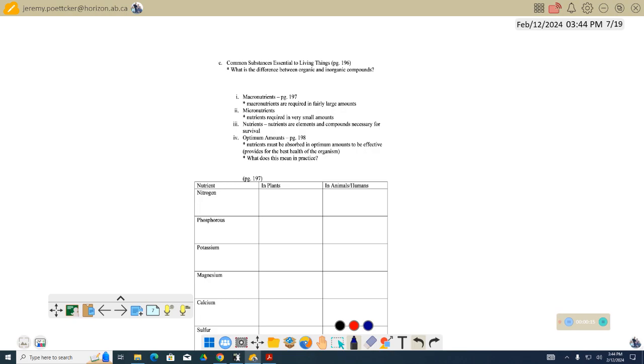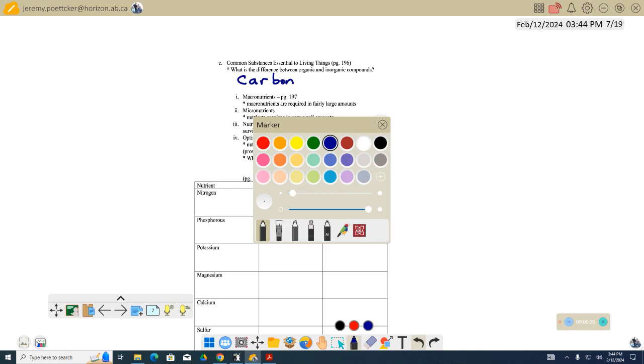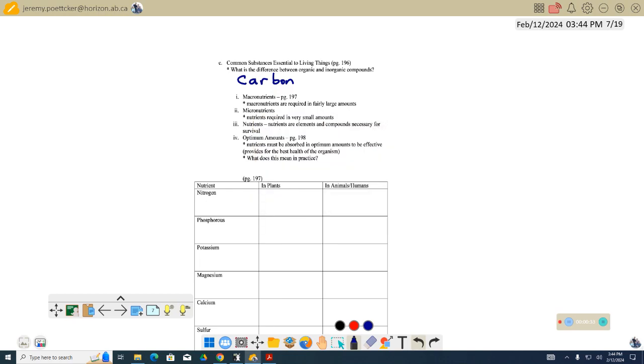What is the difference between organic and inorganic compounds is our first question to deal with. And the difference there is, in one word, carbon. Organic compounds contain carbon. Inorganic compounds generally do not. So organic has carbon. Inorganic is one of two things.